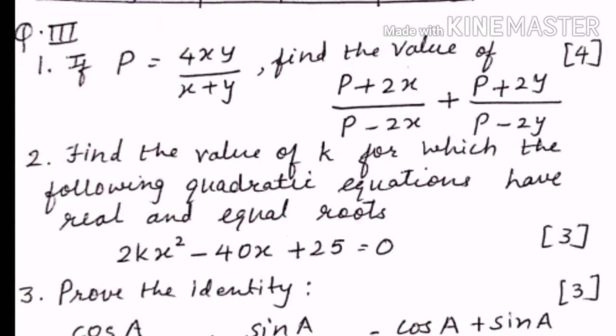Question number 3, students, this is a Ratio and Proportion chapter question. If p is equal to 4xy upon x plus y, then find the value of.